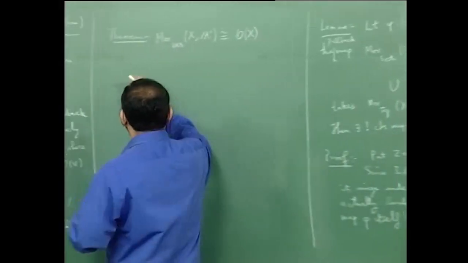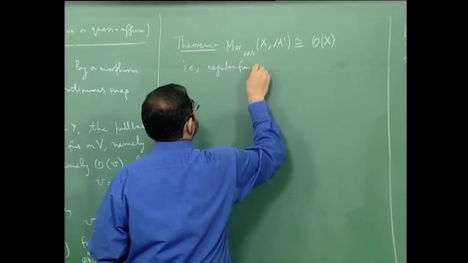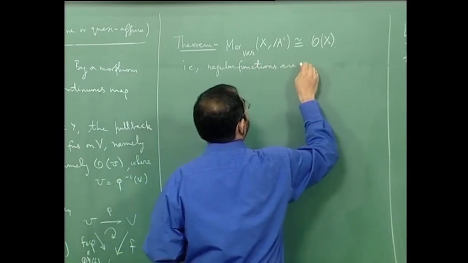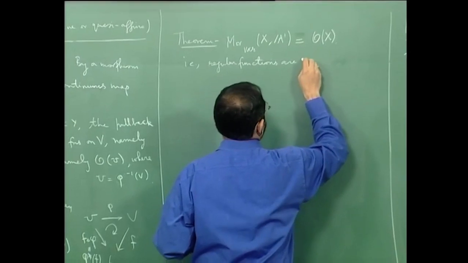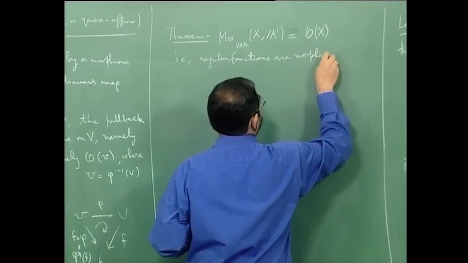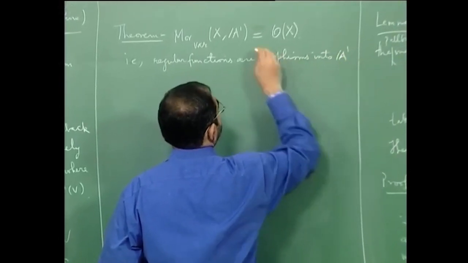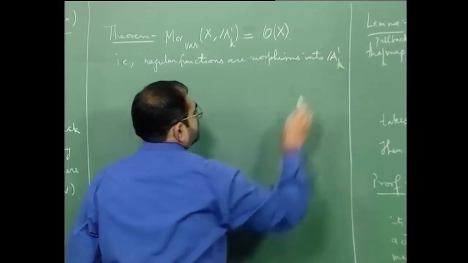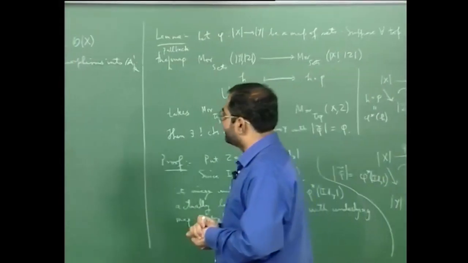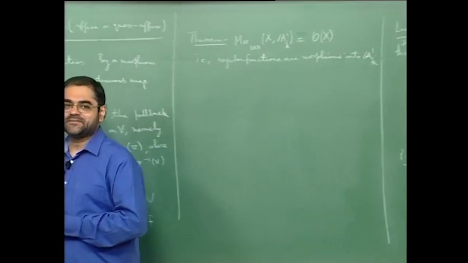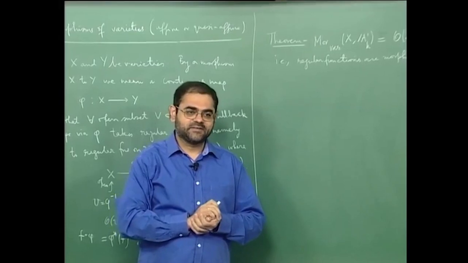Okay, so let me write that. That is, regular functions are, in fact, I should not even put isomorphic, I should put equal to, morphisms into A1. So of course, it's A1 over K, where K is a fixed algebraically closed field over which we are working. Okay, so it's a very nice theorem. It tells you that your morphisms into A1 are the same as regular functions.